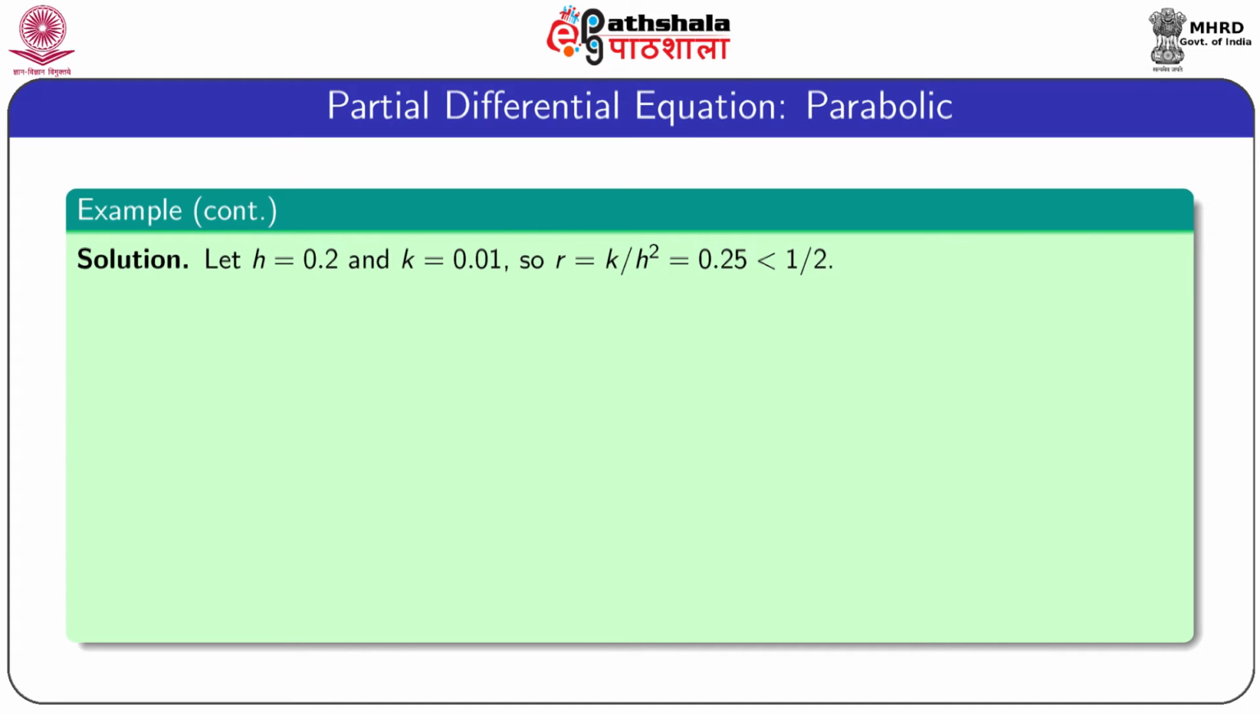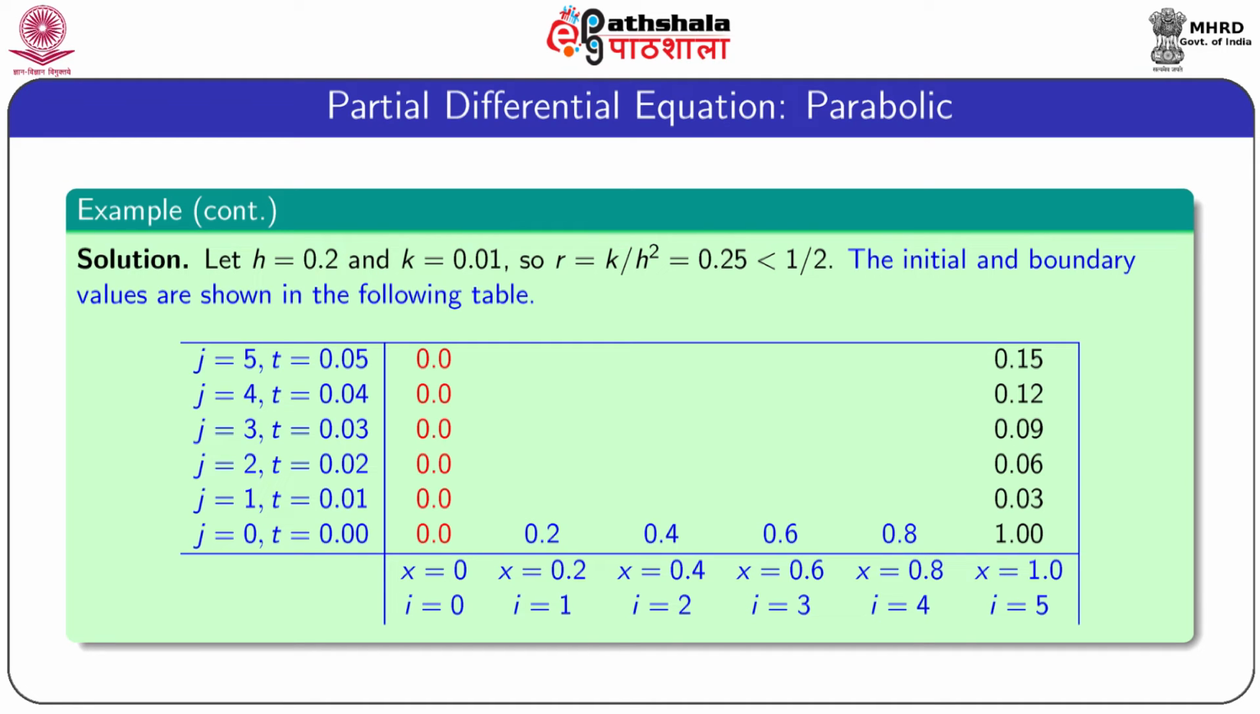To solve this equation, we assume that h equal to 0.2 and k equal to 0.01. Therefore, the value of the parameter r equal to alpha k by h square, in this case alpha is 1, so r equal to k by h square, which is equal to 0.25 and it is strictly less than half. That means the scheme gives the stable solution for the heat conduction equation.